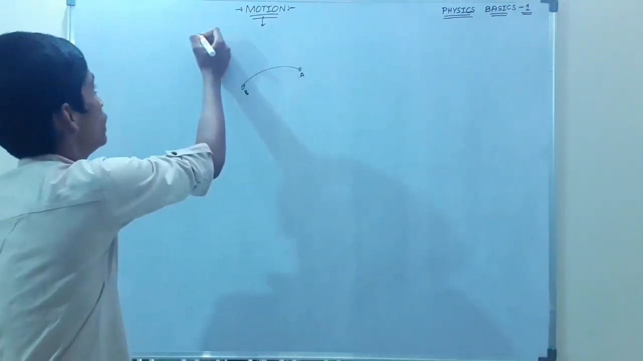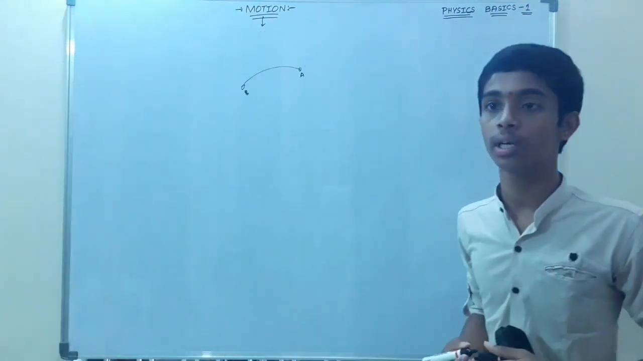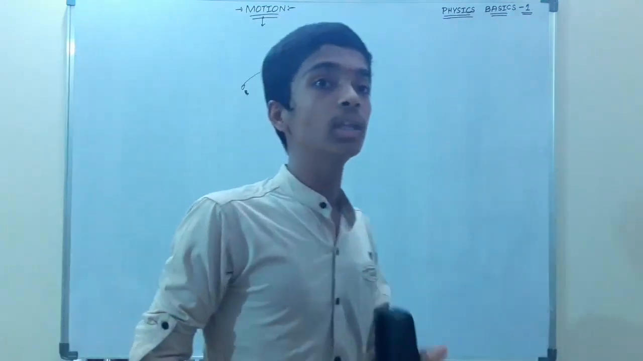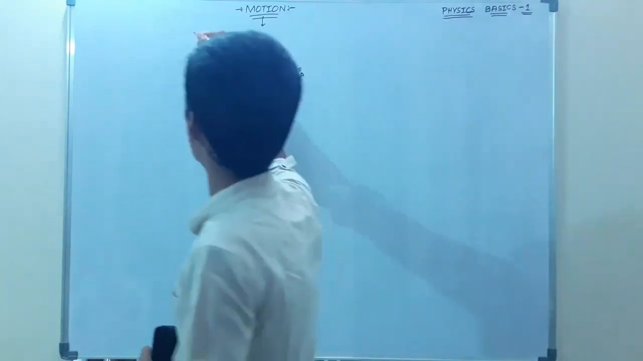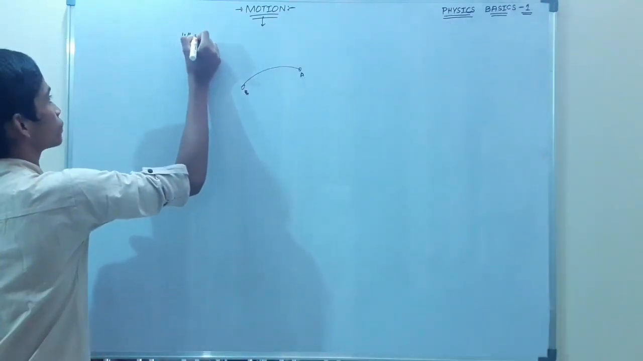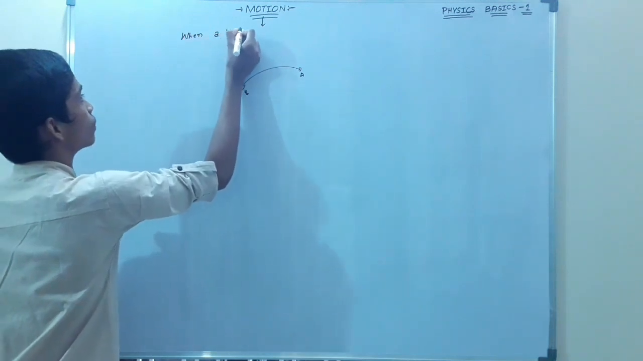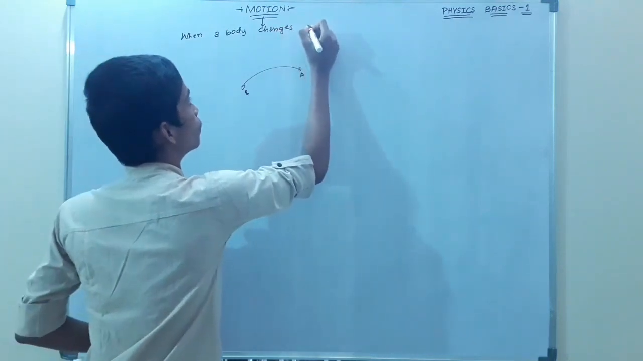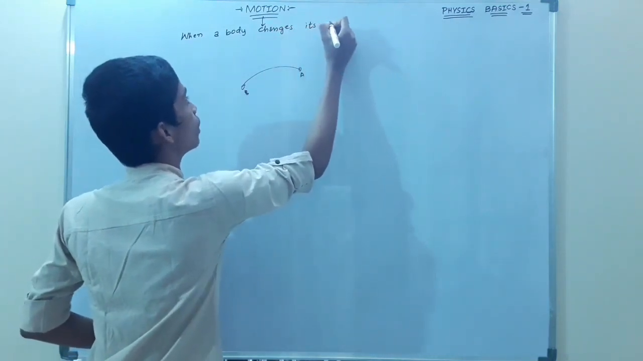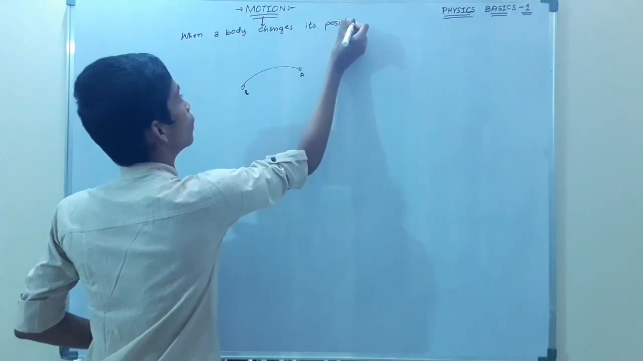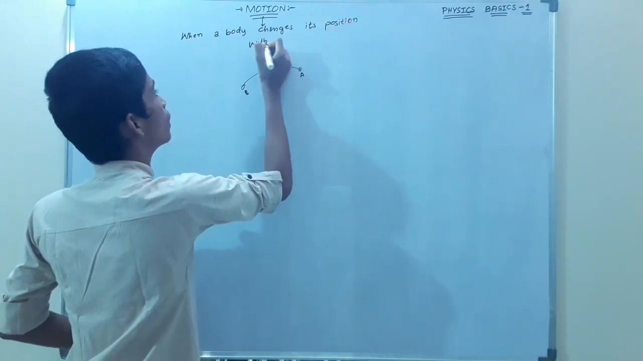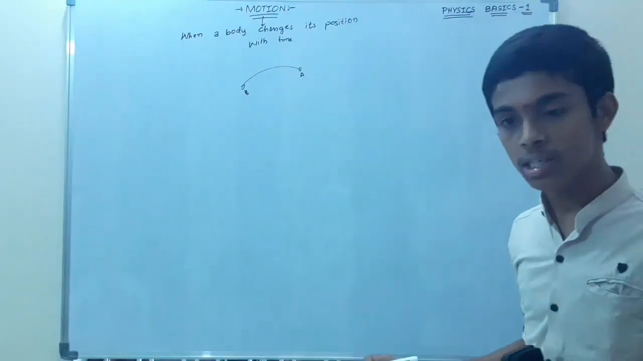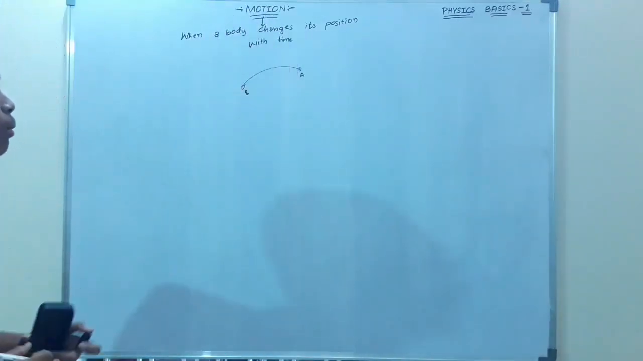So we can write the definition for motion: when a body changes its position with time into consideration, it is called motion. If a body changes its position, we call it a motion.